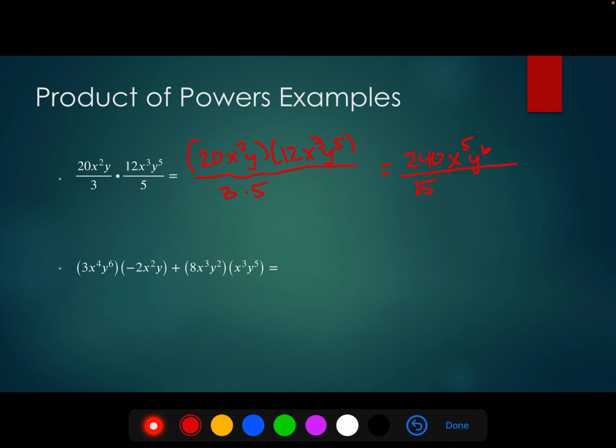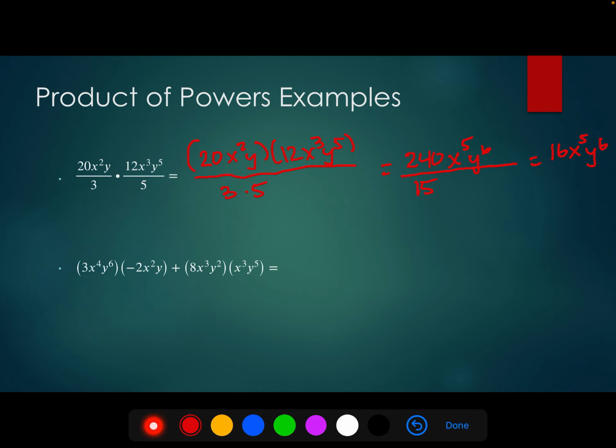And now from here, we just have to see if we can simplify. So we have to see, can we simplify our two coefficients of 240 and 15? So 240 over 15, that can be simplified to 16. So this ends up being 16x to the 5th, y to the 6th.